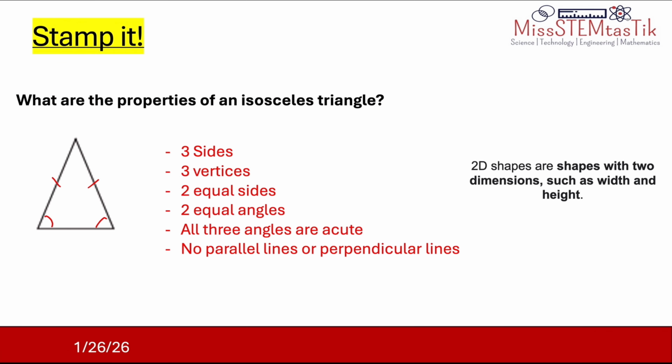An isosceles triangle has two equal sides, which also means that it has two equal angles. All three angles of an isosceles triangle are acute. It has no parallel lines and it has no perpendicular lines. For perpendicular lines, you need an angle of 90 degrees.